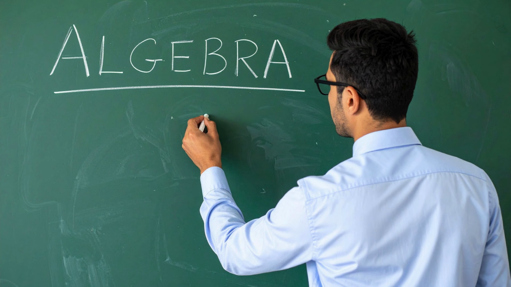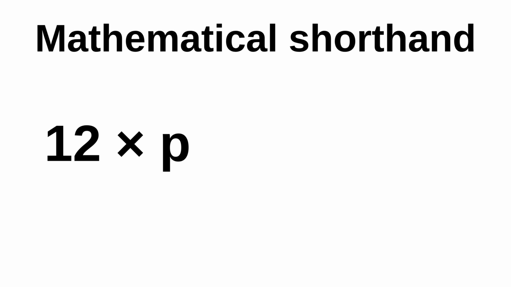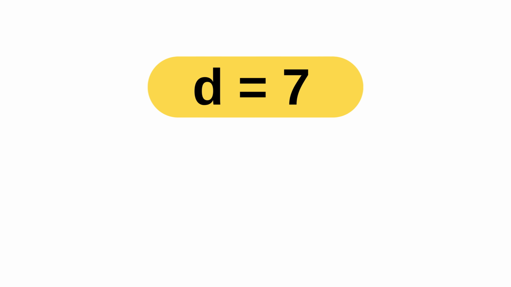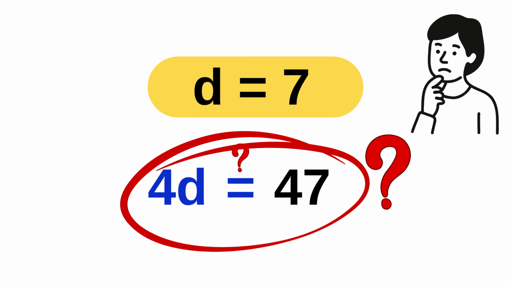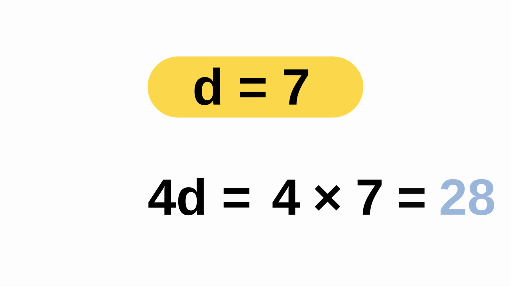In algebra, multiplication signs are usually omitted for simplicity. Instead of writing 12 into p, mathematicians write 12p. But this notation creates a very common mistake. Suppose d equals 7. Then does 4d mean 47? Think carefully. No, it means 4 into 7, which is 28.